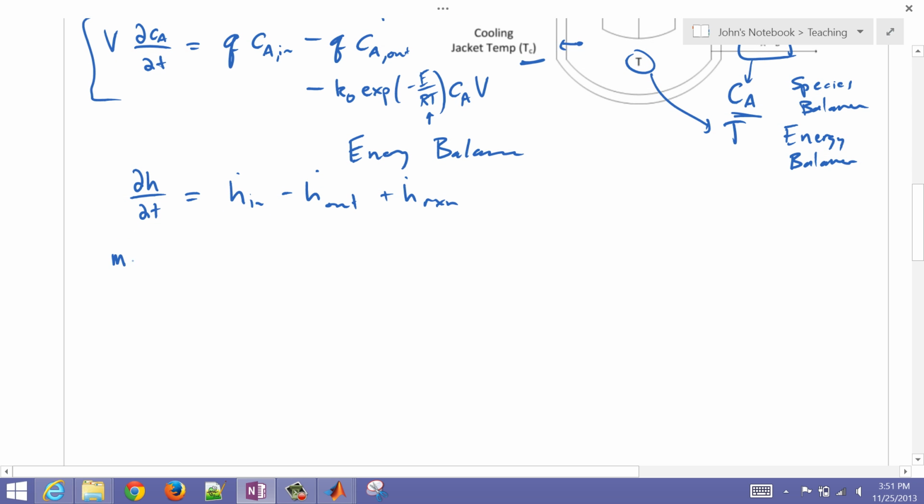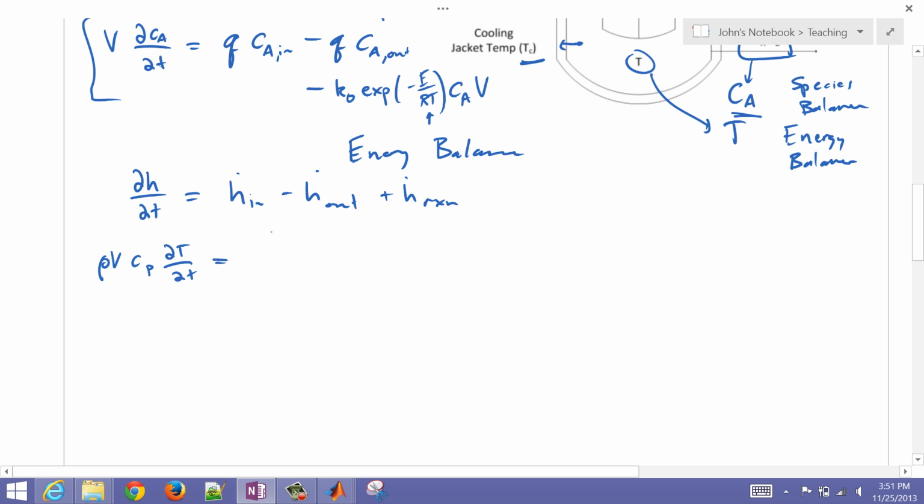Okay, so now let's go ahead and relate the enthalpy to temperature. Okay, so that's going to be m c sub p dT. Now mass is also, based on the variables that I gave you at the start, going to be rho times the volume. Okay, so rho times the volume equals the mass.